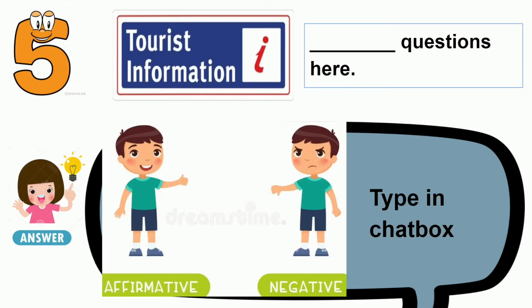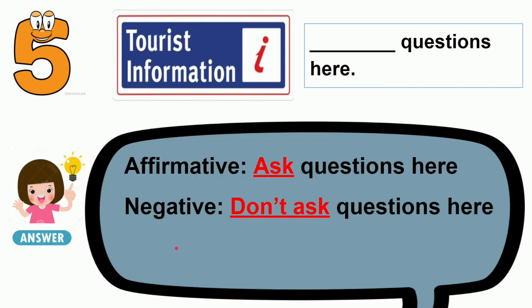Number 5, the sign here shows that it is tourist information. So do you ask questions here or don't ask questions here? Write down the affirmative and the negative. The affirmative, ask questions here. Negative, don't ask questions here. So the sign shows that it is affirmative.